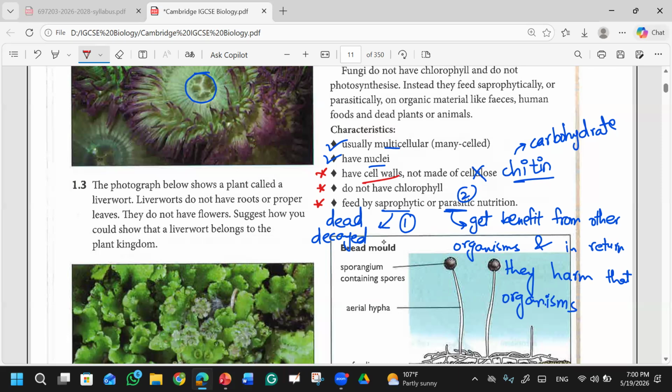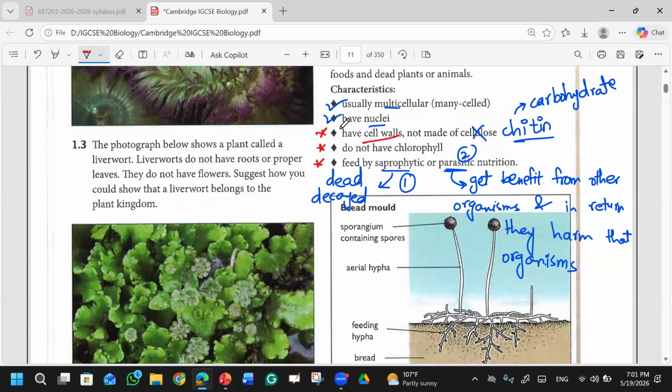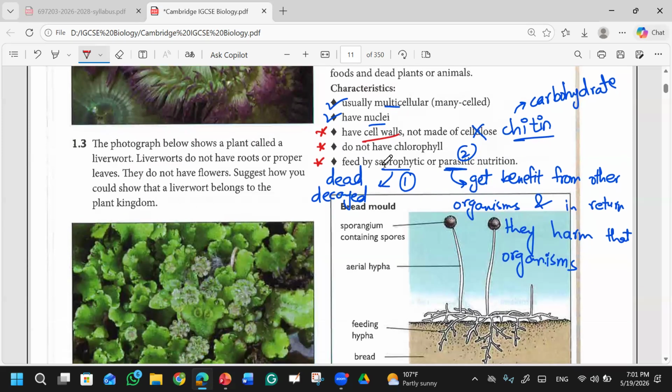Then further you will see if the cell wall is made up of cellulose, then you can say that it is a plant. And if the cell wall is made up of chitin, then it is fungi. And they don't have chlorophyll. That's why we say they are not autotrophs. They rely on other organisms.